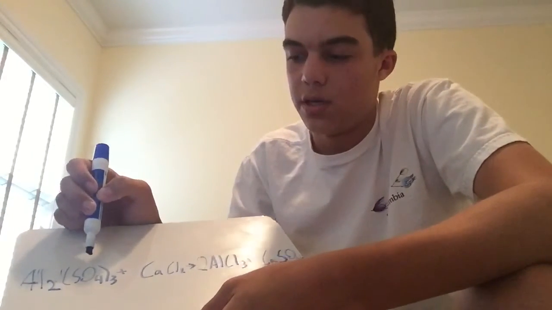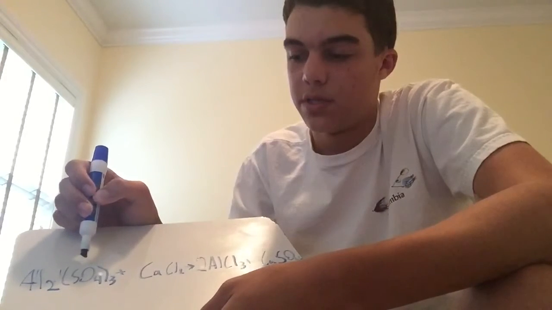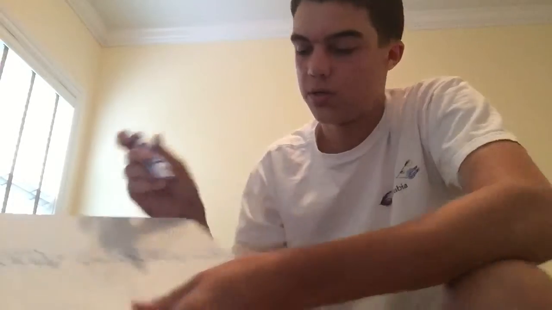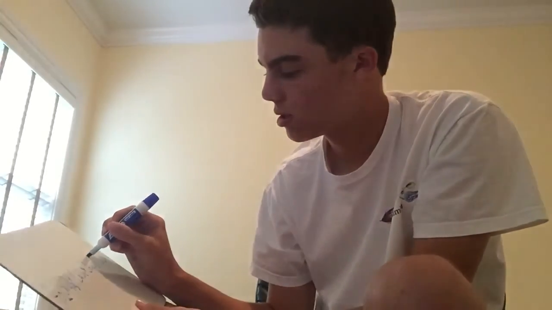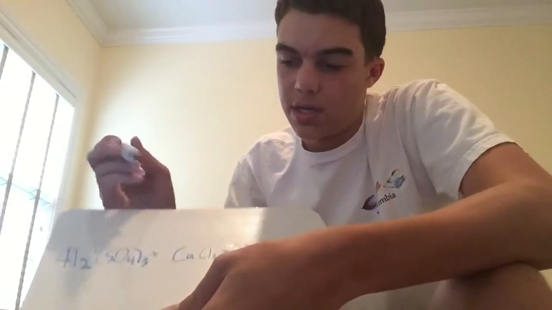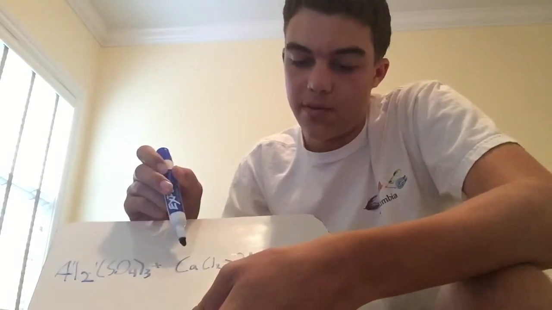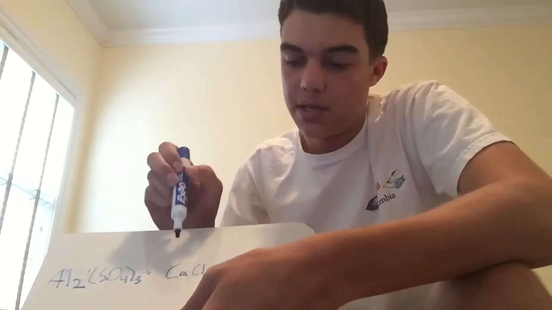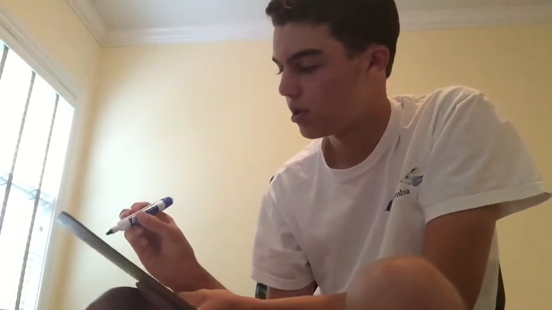Next, we'll move to the next ion, which is sulfate. We have 3 here and only 1 here, so we'll make this calcium sulfate 3. Next, we'll check the calcium. We only have 1 on this side, and we have 3 on this side, so this becomes 3.